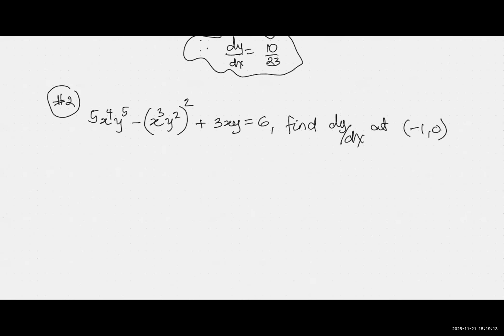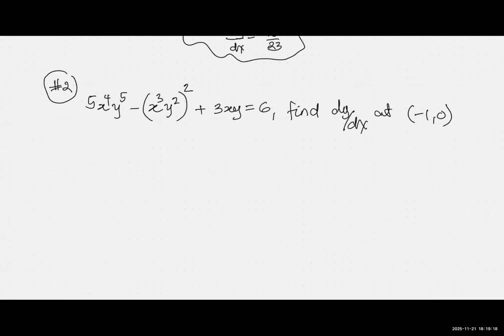All right. So 5x to the fourth times y to the fifth. Now remember, that's a product. So it's going to be the first times the differentiation of the second, which is 5y to the fourth dy by dx. That's the first times the differentiation of the second, plus the second times the differentiation of the first, which is 20x cubed. Good job. Finish that up.